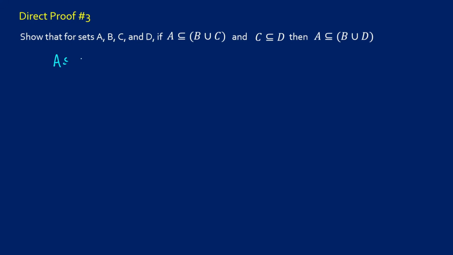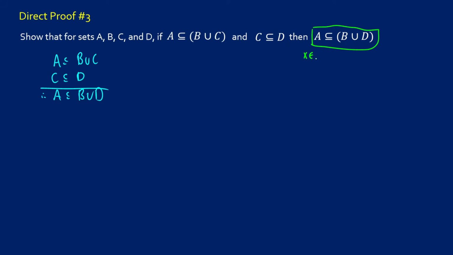We know that A is a subset of B union C. We know that C is a subset of D, so we only know two things. And what we want to show from this is that A is a subset of B union D. Now, we could do this just by using pictures, but I want to do this formally. So how we do a direct proof in set theory is we basically want to show this bit right here.